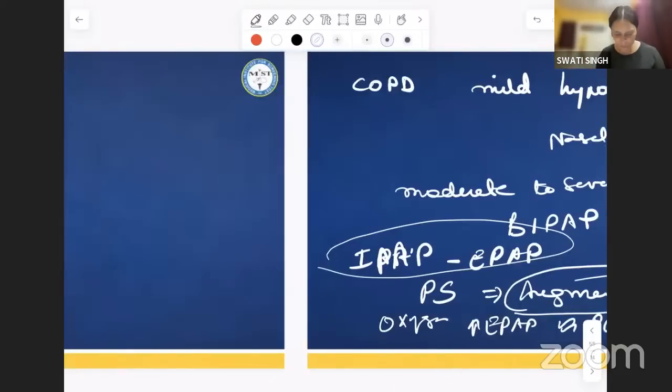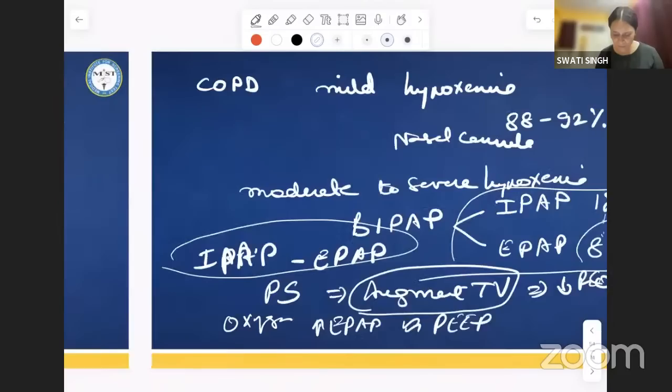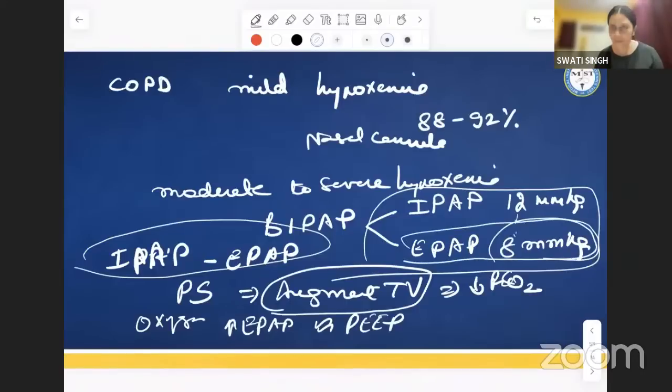Now, this patient was having severe hypoxemia. Oxygen saturation was very low. So I have set the EPAP at a higher level. If the patient had normal or near normal oxygenation, but CO2 was very high, then I would have kept the gap more, 12 and 6. You are getting my point? As the difference IPAP minus EPAP increases, the pressure support increases and it augments the tidal volume.